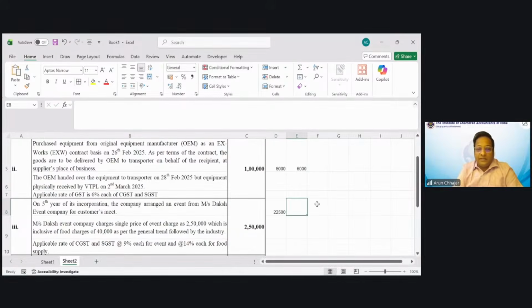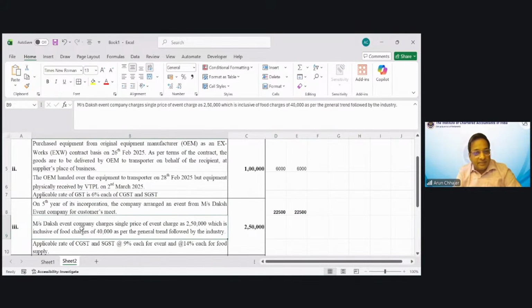Why 14%? Why are you calculating 14%? See, we have talked about it: the principal supply is event, and event's tax is 9% CGST. Event's tax is 9% CGST, right? So it will not be taxable at 14%.